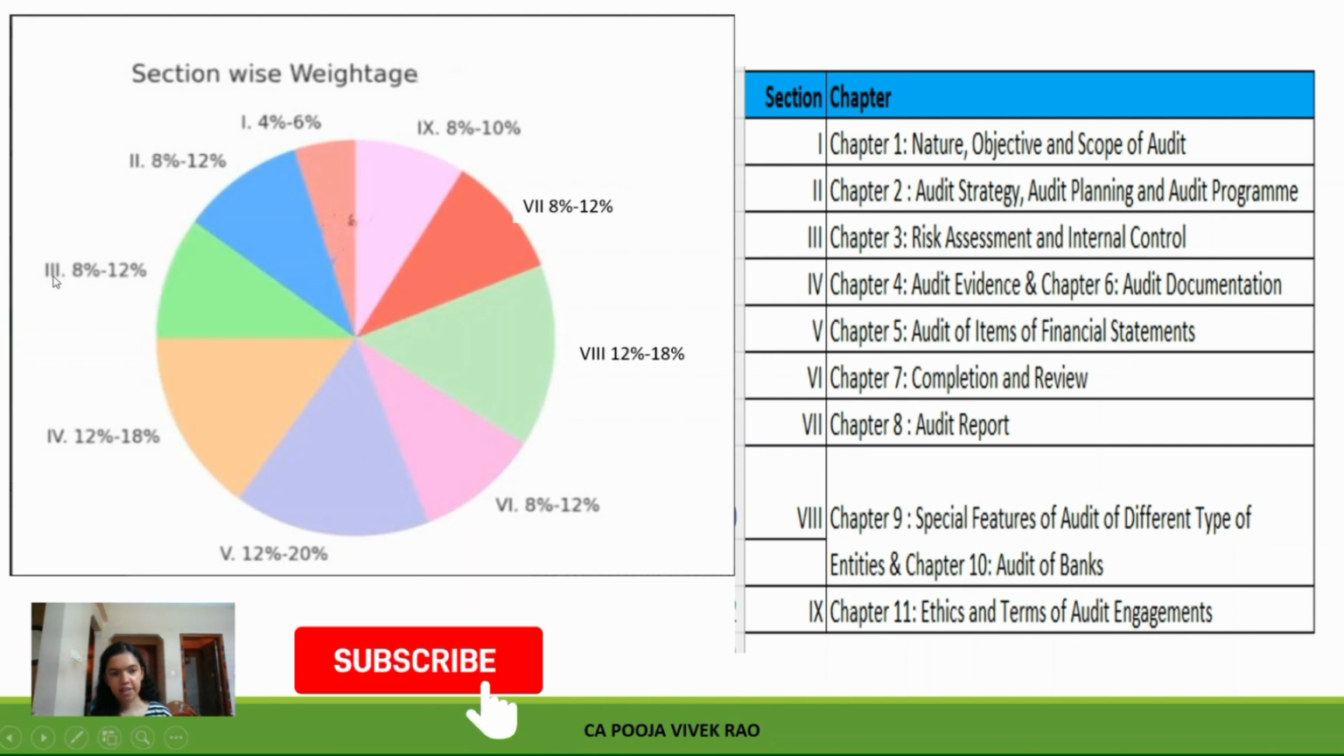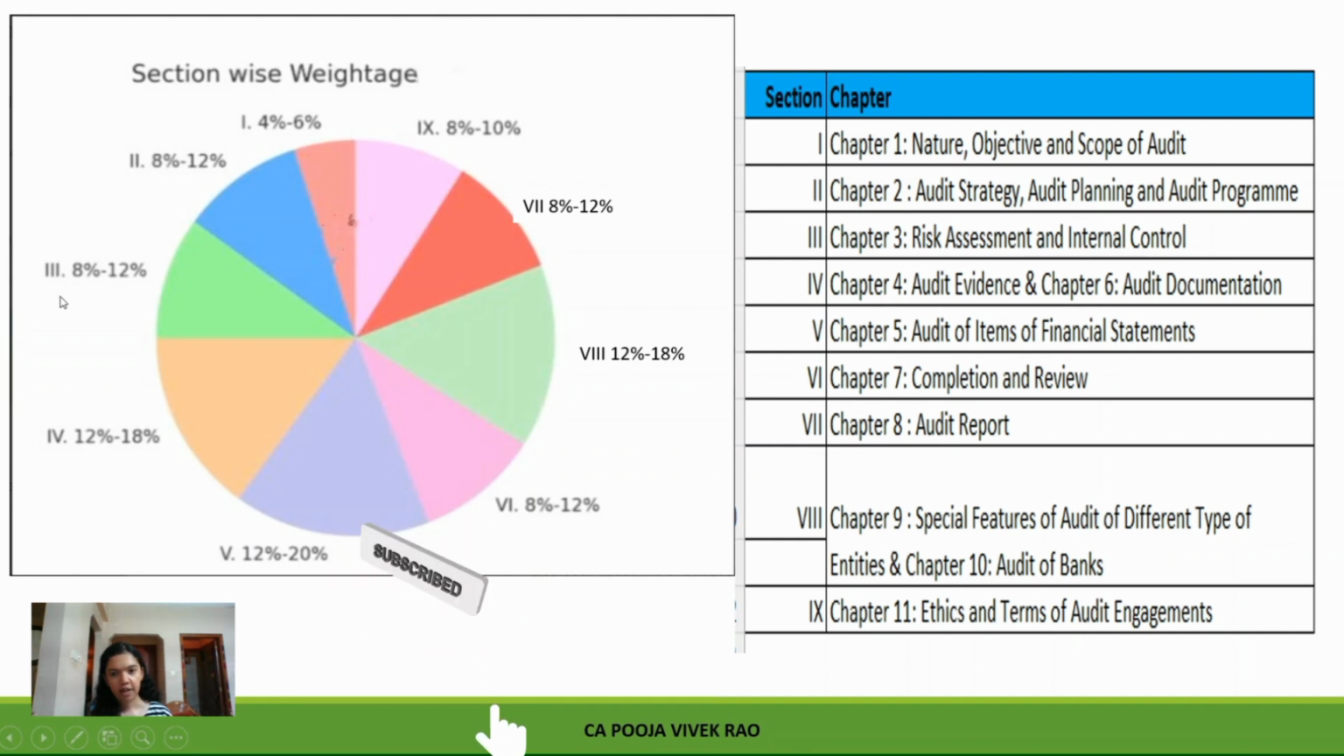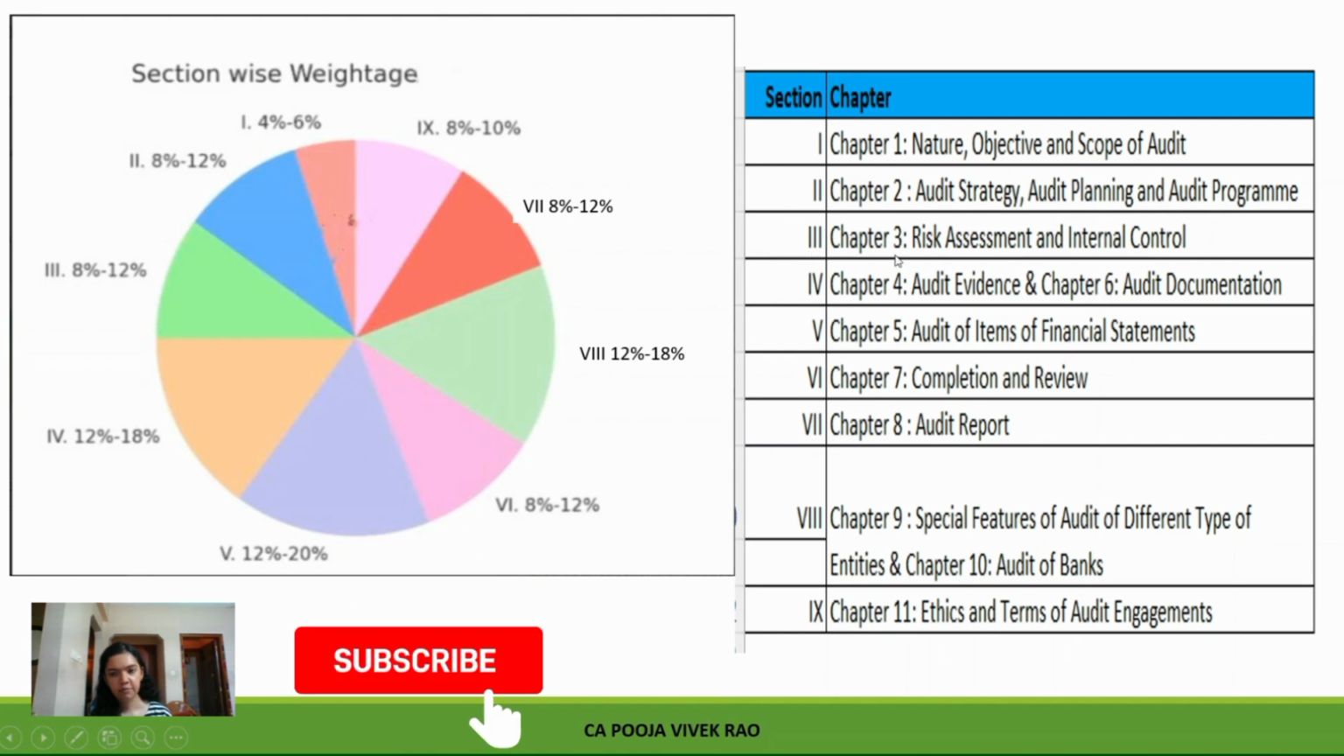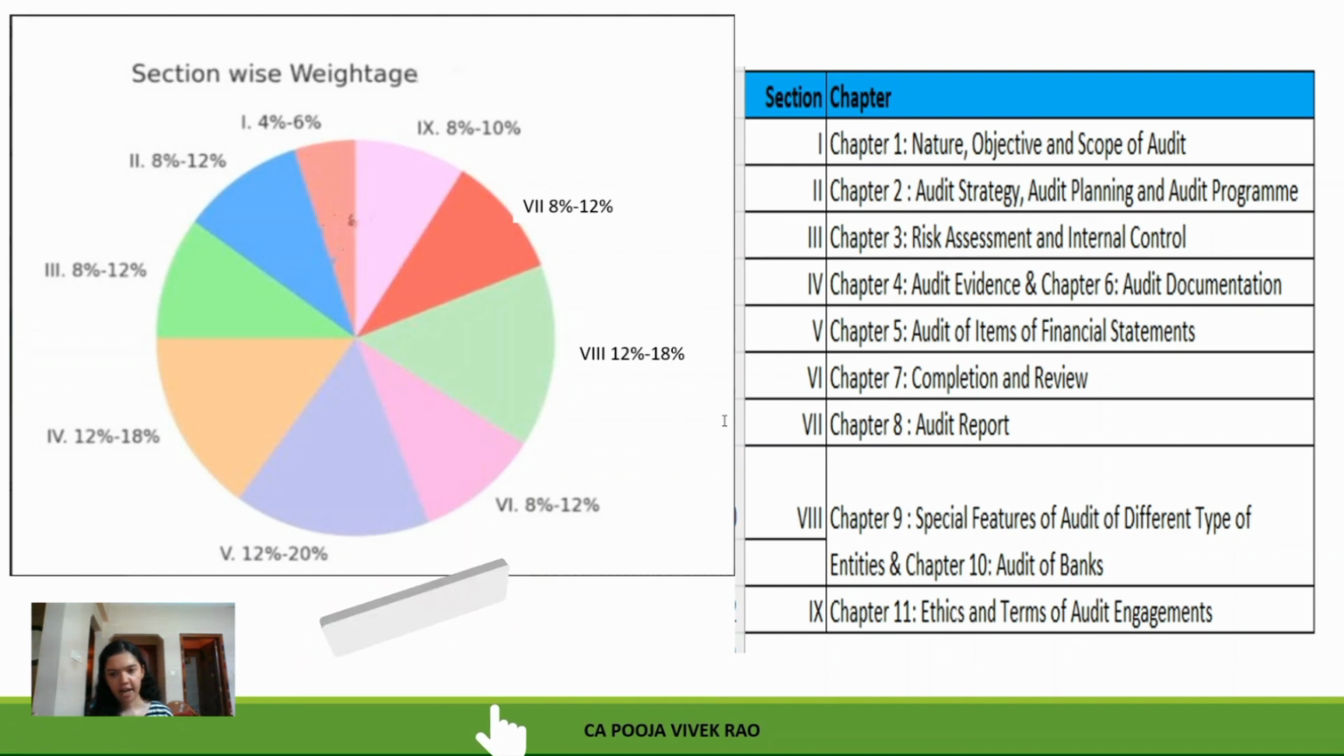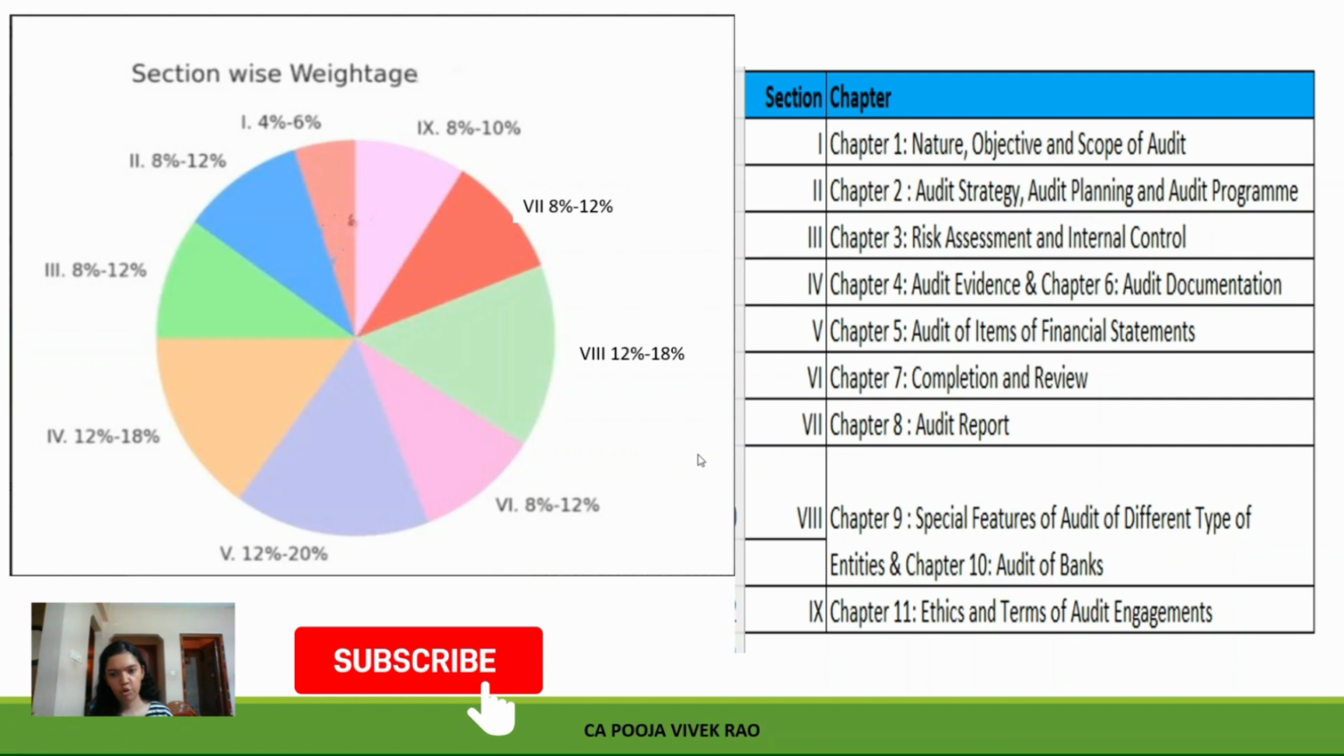The section wise weightage for section 3 is 8% to 12%. And the chapter falling under section 3 is chapter 3, Risk Assessment and Internal Control. This chapter covers the meaning of audit risk and its assessment, the significance of internal control and the role of IT systems and data analytics in auditing. Focus on the significance of internal controls and the need to test them to ensure reliable financial reporting.